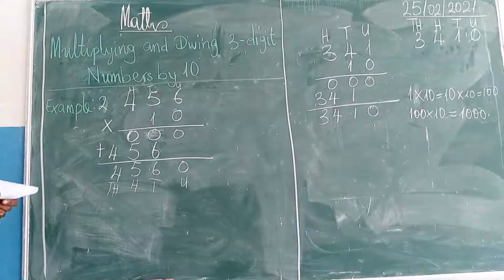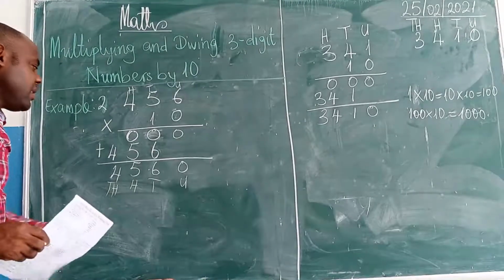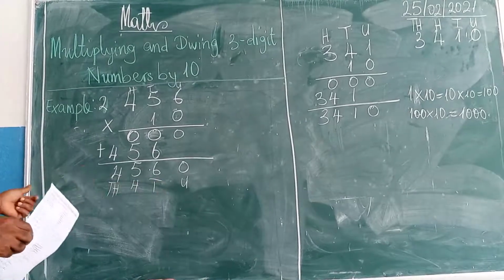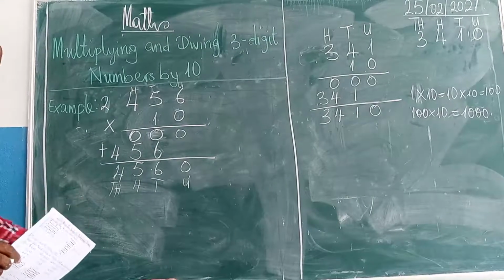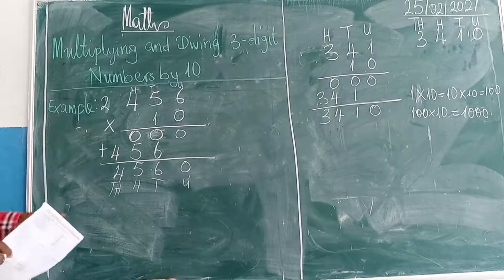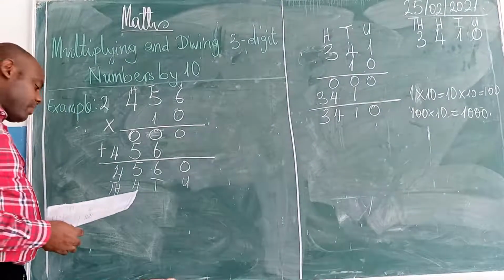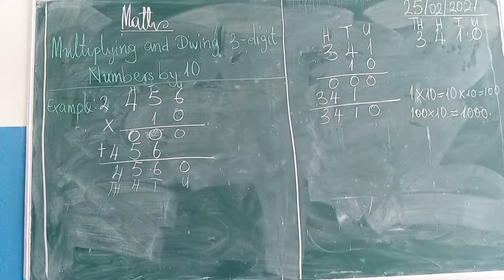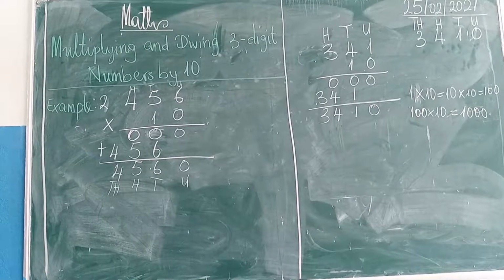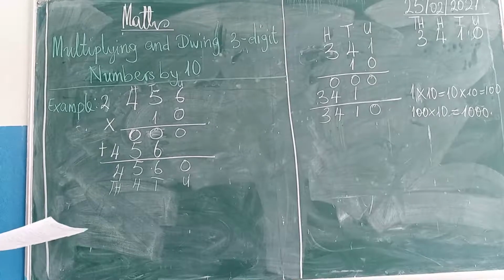So, anytime we multiply by 10, the number shifts to the left-hand side. It means it has been increased 10 times. So, that is what we have when it comes to multiplication of numbers by 10.